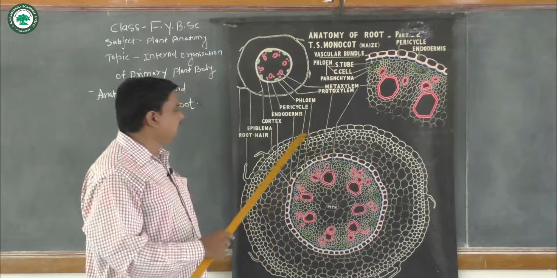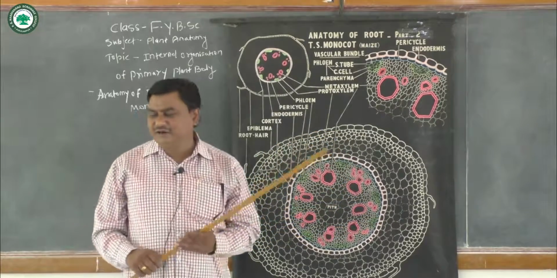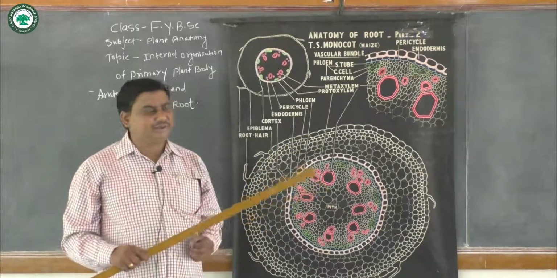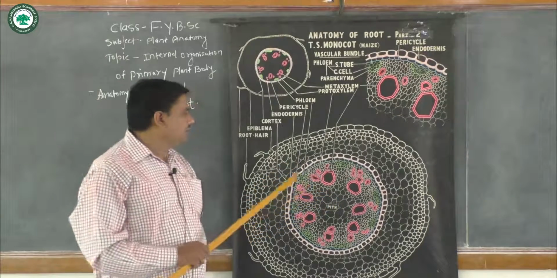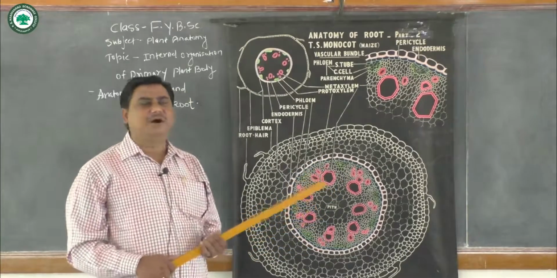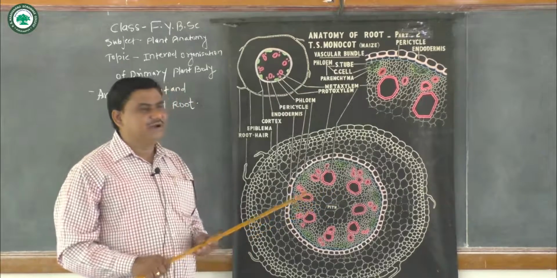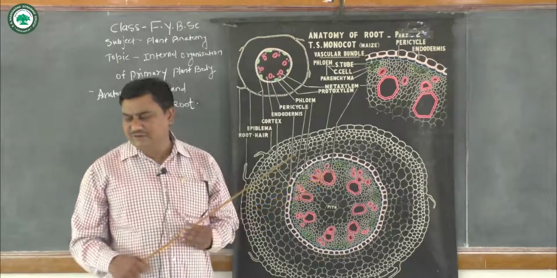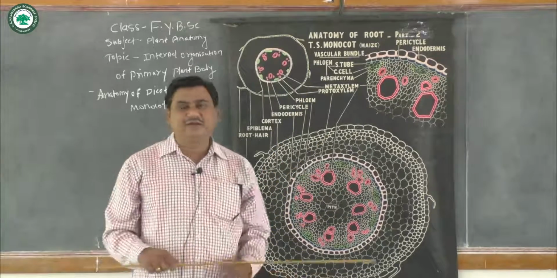So what is in the internal section? There is the epidermis, then the cortical region, then the endodermis followed by the pericycle, and there is the vascular bundle having exarch and polyarch nature, and the xylem is exarch in nature. So this is all about the anatomy of the monocot root.